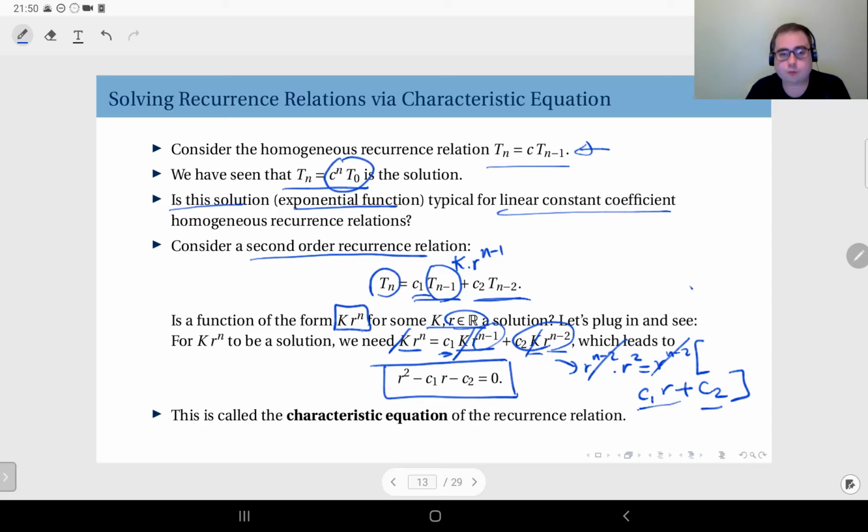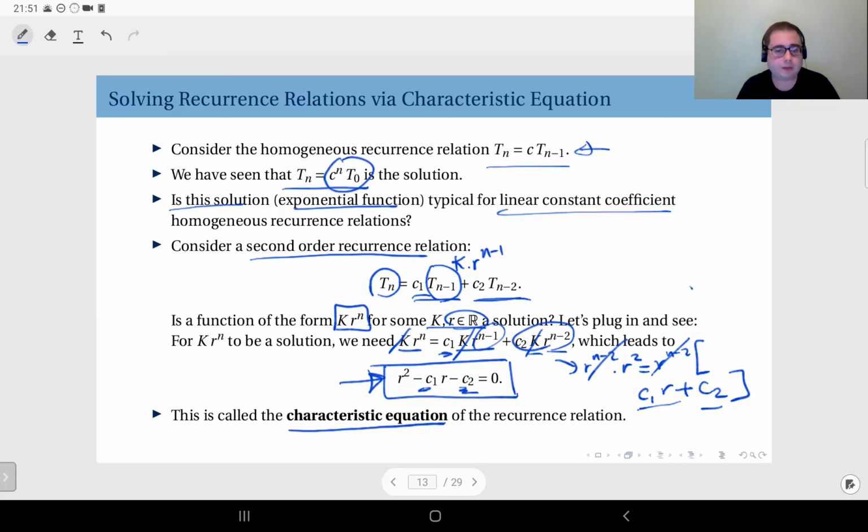So if k times r to power n is a solution, then this r value is going to satisfy this equation, r to power 2 minus C1r minus C2 equals 0. You see, in this equation, what I have is the coefficients of this recurrence relation. And this we call the characteristic equation of this recurrence relation. Okay, so this applies only to constant coefficient recurrence relations, and this is the reason if you have functions here, I cannot find unique roots. Okay, so what does this tell me?